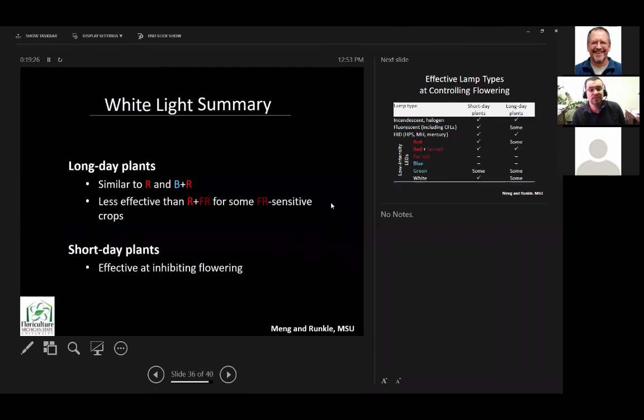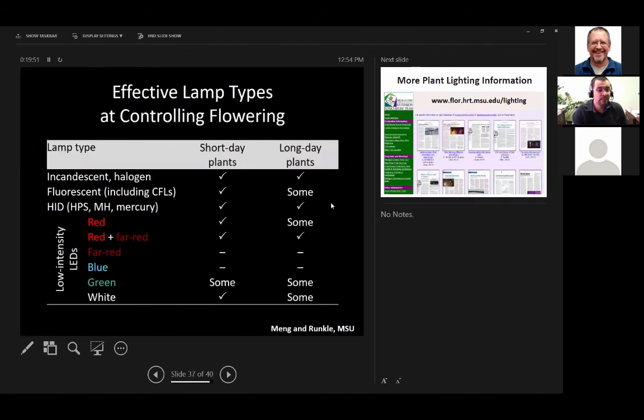So what's the summary or results in terms of white light? For long day plants, it's similar to providing red light alone or blue plus red light. It's less effective than red plus far red light for some far red sensitive crops. For short day plants, it's effective at inhibiting flowers. So if you were to go out to a hardware store and purchase white LEDs, they would be effective for short day plants. Now here's a summary, basically looking at the effective lamp types at controlling flowering.